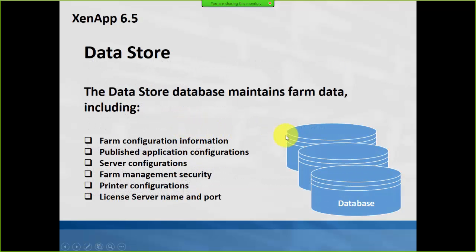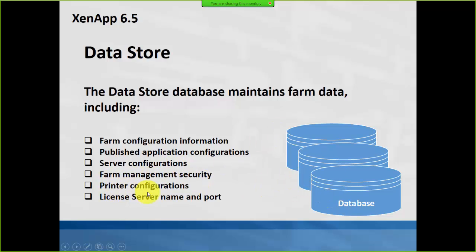Okay, this is the data store. In VMware they also call it data store. In Citrix also they call it data store, the database, right? So the data store database maintains farm data. So what does the data store include anyway? Farm configuration information, published applications. So we deployed MS Office, Adobe Acrobat, or any other Microsoft application. Server configurations. We're going to be doing all the configuration now. So everything will be stored here in the data store.